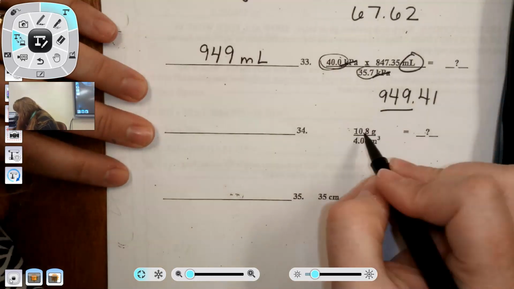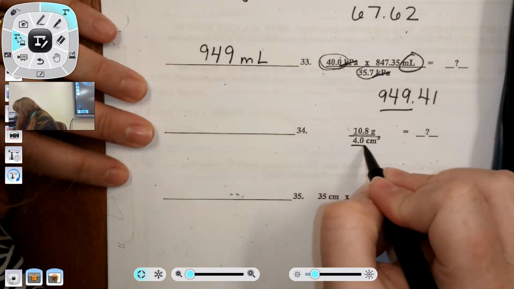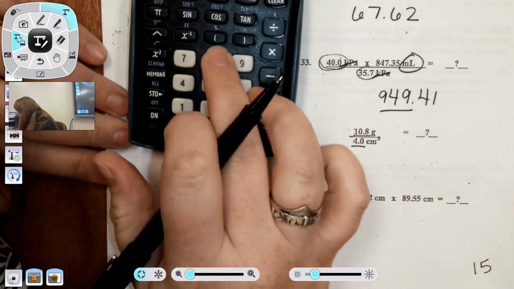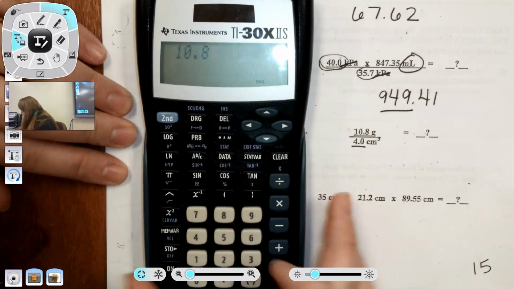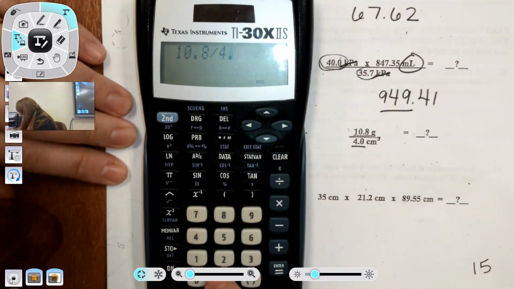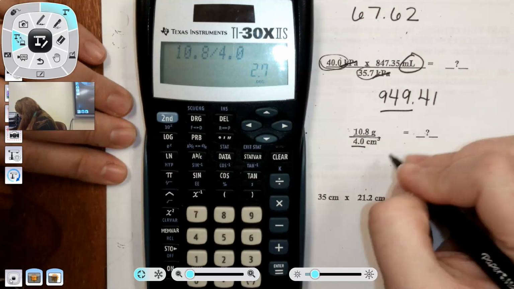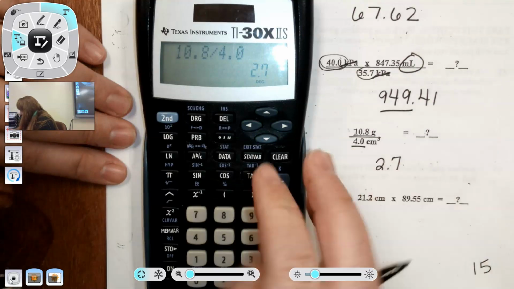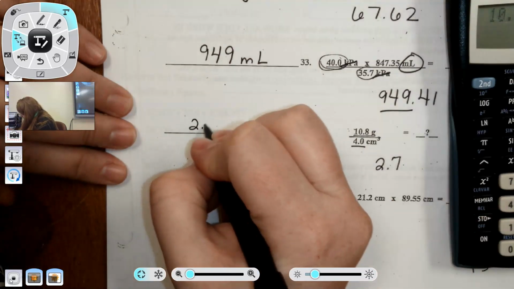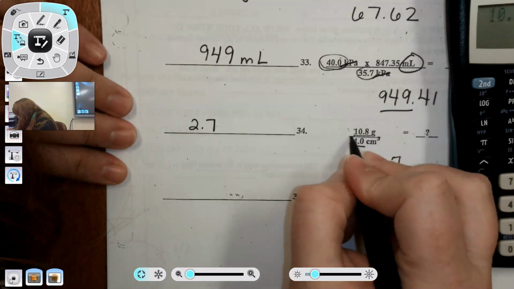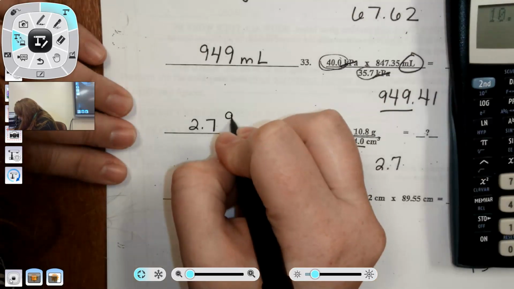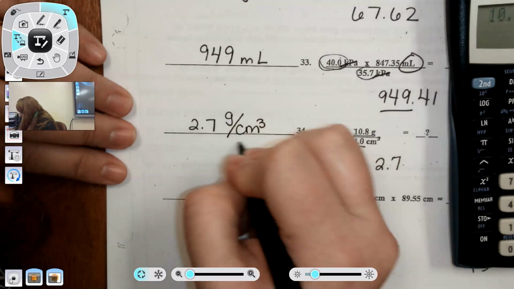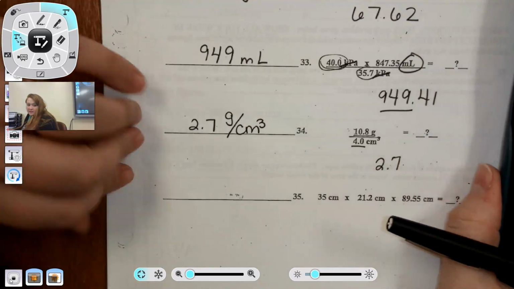Okay, so here we're dividing. Same rule applies. This has 2 sig figs, so my answer can only have 2 sig figs. So 10.8 divided by 4.0 is 2.7. Well, that's nice. My answer can have 2 sig figs in it. So the answer is 2.7, and let's look at our units. These don't cancel, so my units are just going to be grams per centimeters cubed. That's actually a unit of density that we'll be looking at next unit.